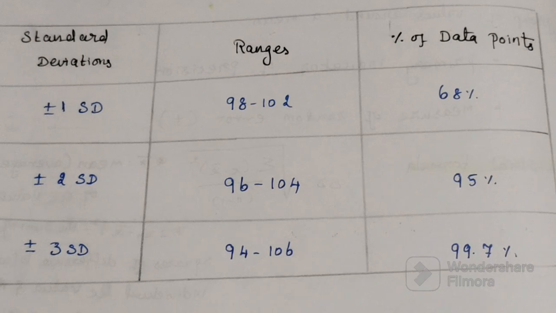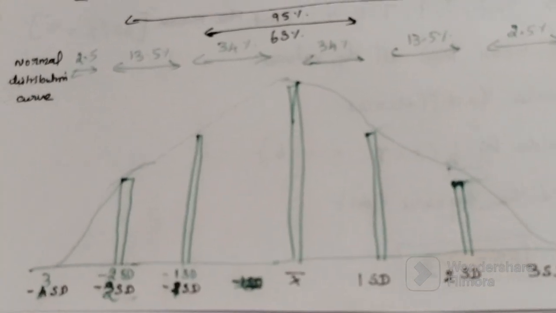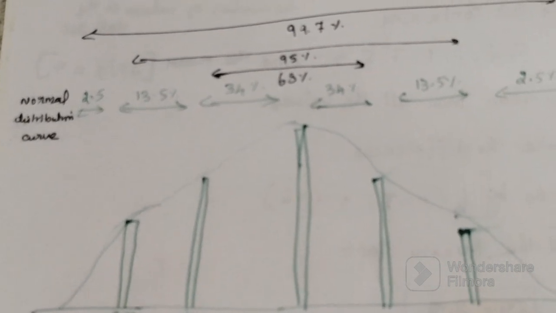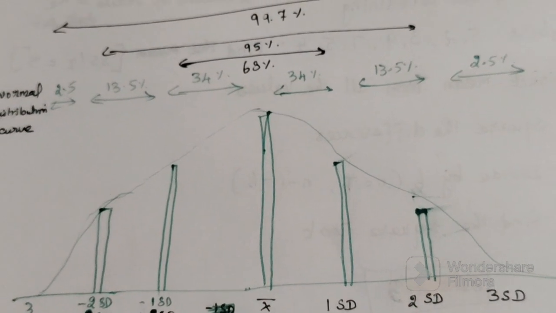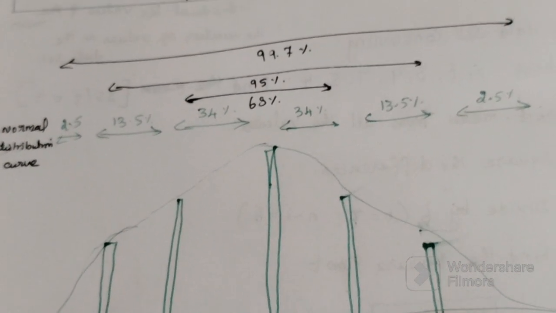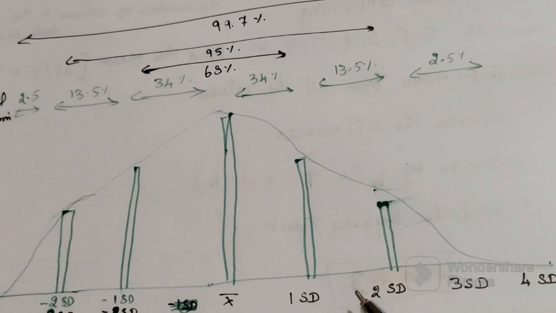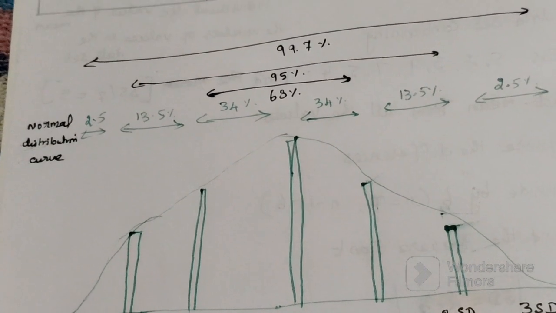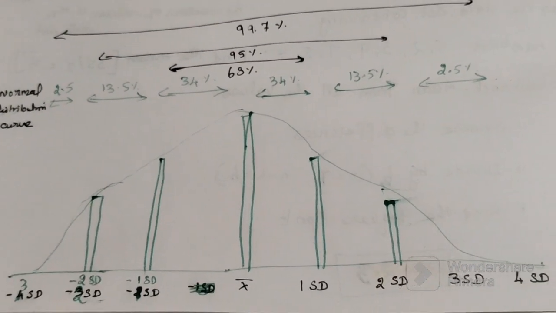This is the normal distribution curve, with plus standard deviation 1, 2, 3 and minus standard deviation 1, 2, 3. So this one is the normal distribution curve.